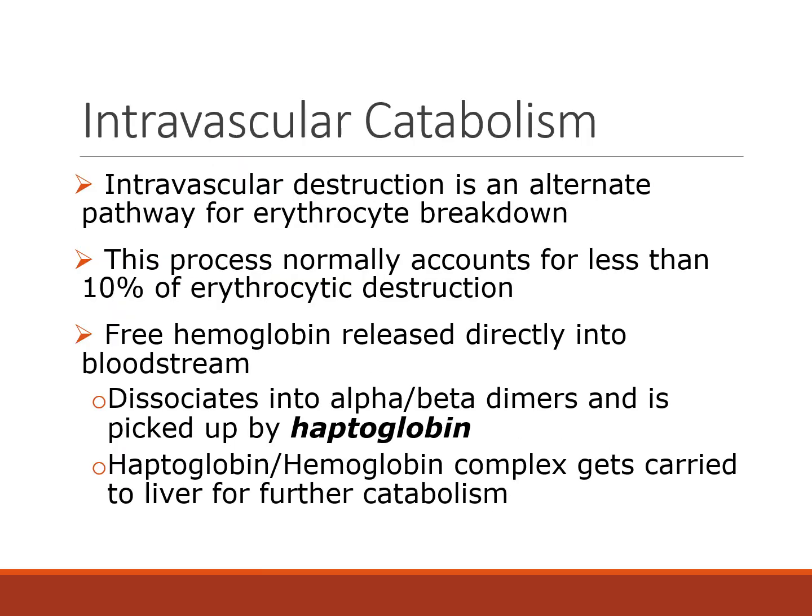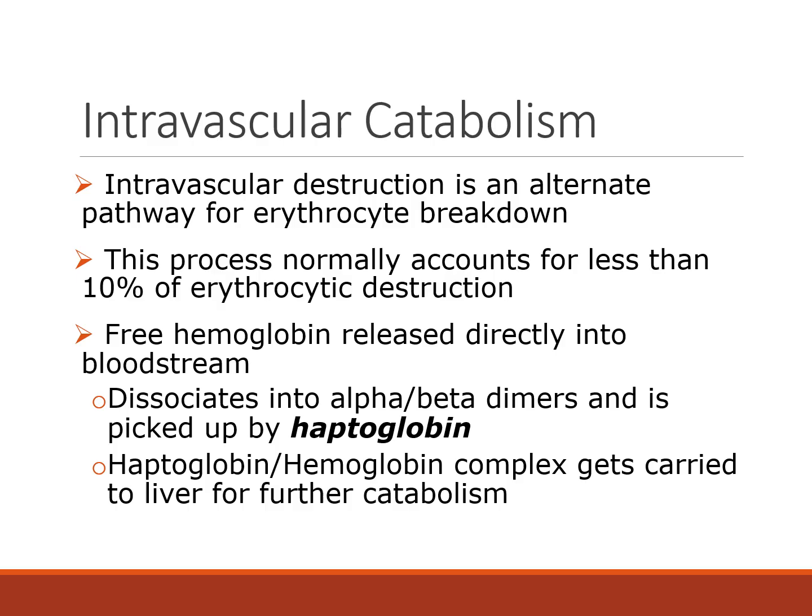And while we know that about 90% of red blood cell destruction due to senescence occurs extravascularly, we do have about 10% that occurs intravascularly. And this intravascular destruction is an alternate pathway to erythrocyte breakdown. So this process normally accounts for about 10% of erythrocytic destruction. And this is in the instance when we see free hemoglobin released directly into the bloodstream. We see dissociated alpha and beta dimers that are picked up by haptoglobin, and then the haptoglobin and hemoglobin complex gets carried to the liver for further processing.